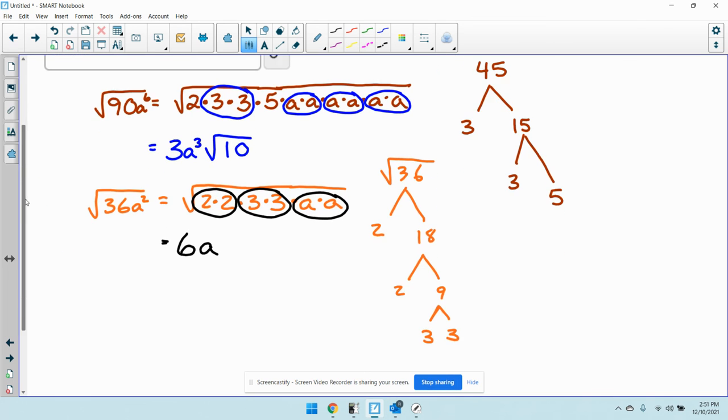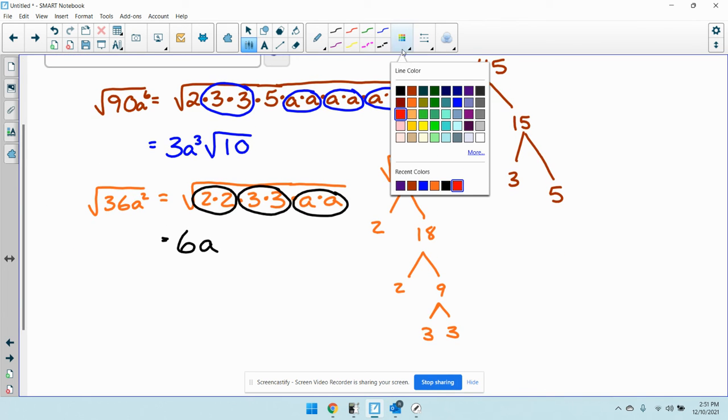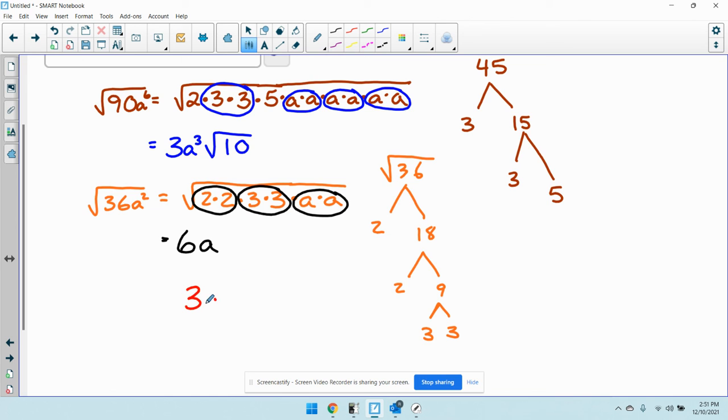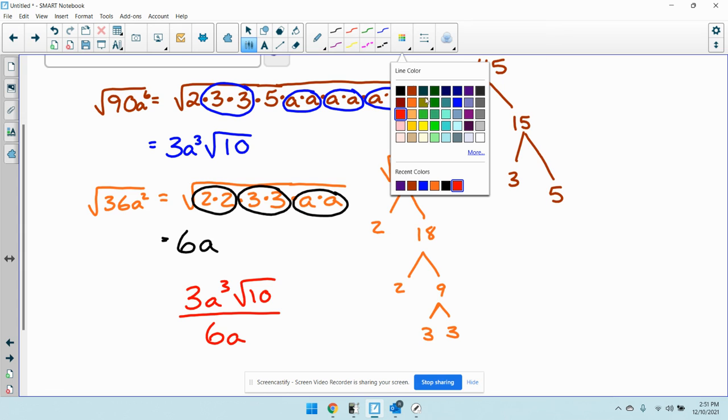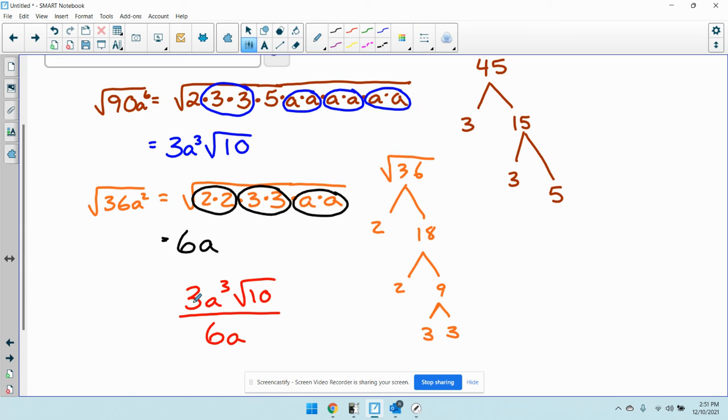So now, combining everything, we'll do red. This is going to be 3a to the third root 10 over 6a. This 3/6 is going to reduce to 1/2. The a on the bottom is going to cross out with one of these a's on the top. So this is going to become a squared. So my final answer is going to be a squared root 10 over 2.